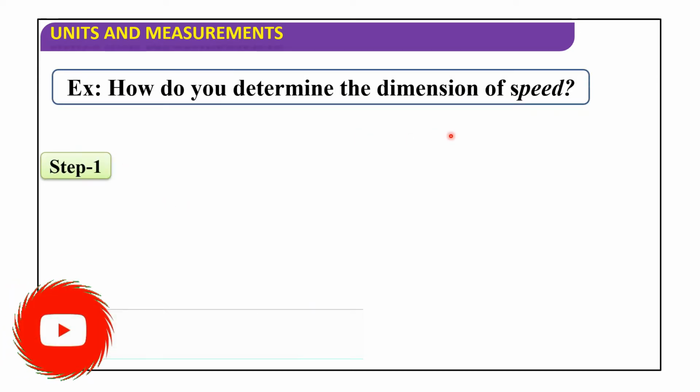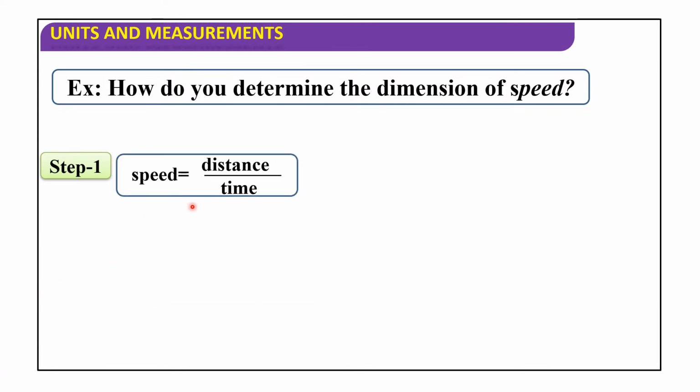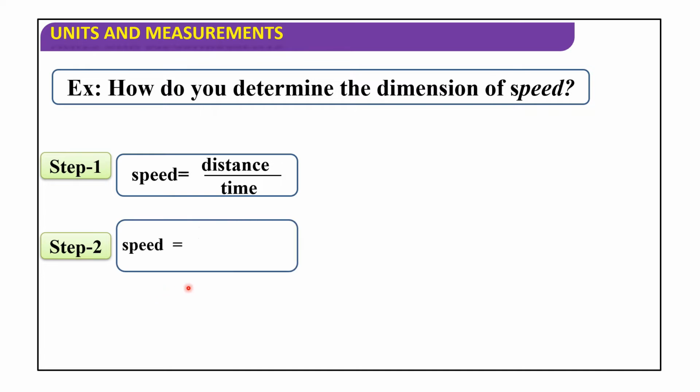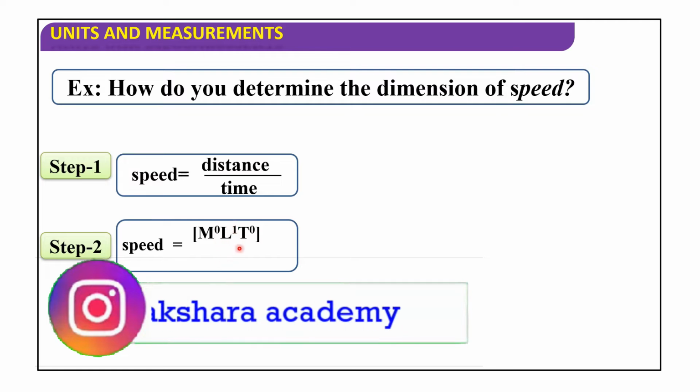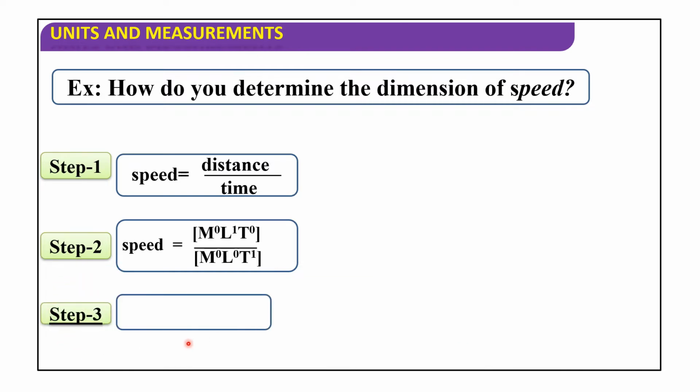How do you determine the dimensions of speed? First step, speed is equal to distance by time. Second step, speed is equal to distance, dimensional formula M^0 L^1 T^0, and time, dimensional formula M^0 L^0 T^1. Step 3, speed is equal to M^0 L^1 T^-1.